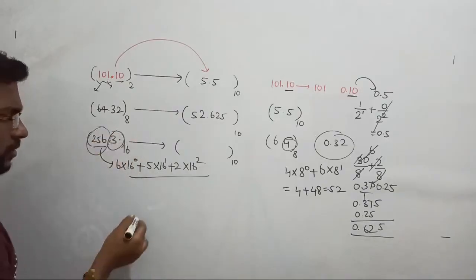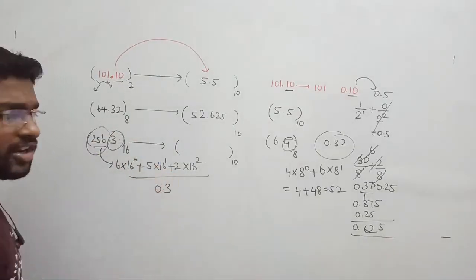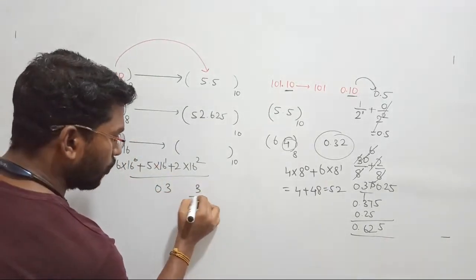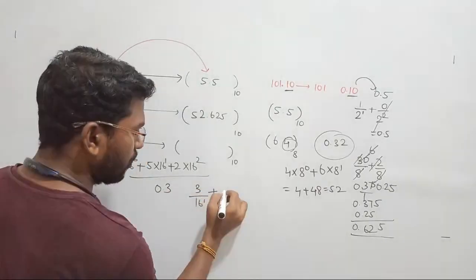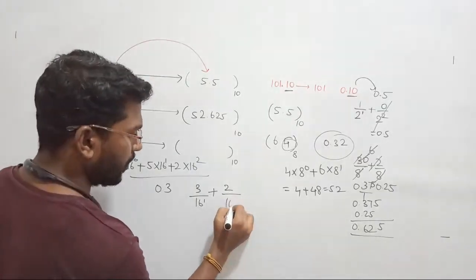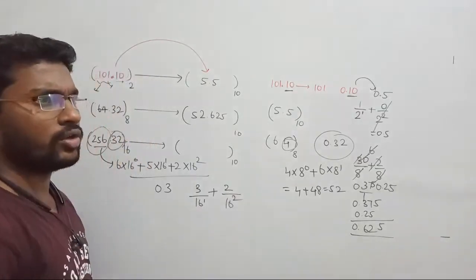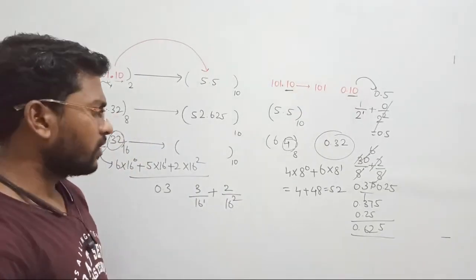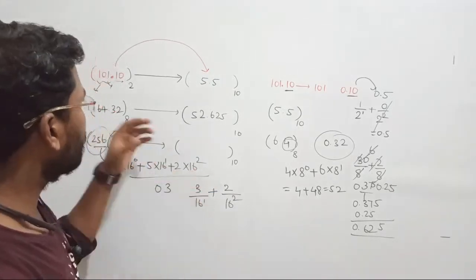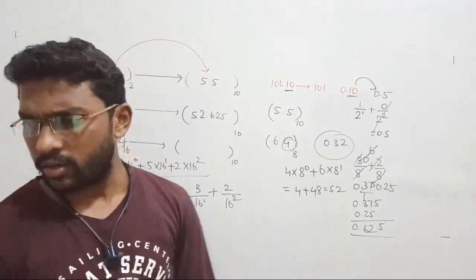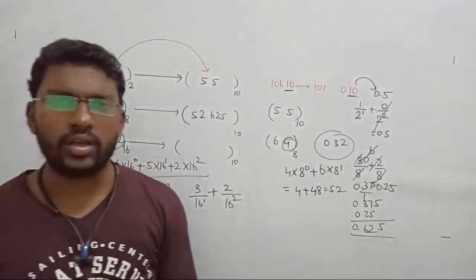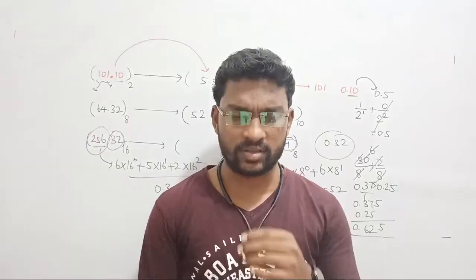What about the fraction? 0.3. 3 you will have to divide by 16 power 1. If I have one more value, then that will be added with this, but that will be divided by 16 power 2. Like that, we can also add fraction values. Clear? So that is how we are transforming decimal to any values. I hope these things are very clear to you all, right? So that is how we are doing the basic number system conversions.